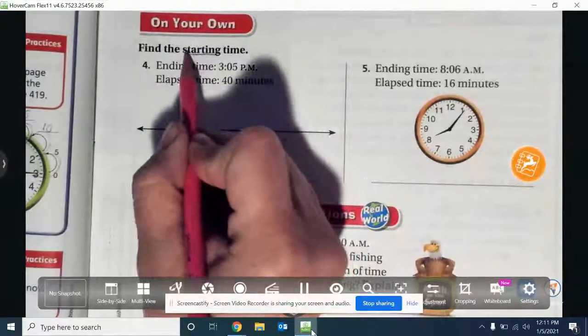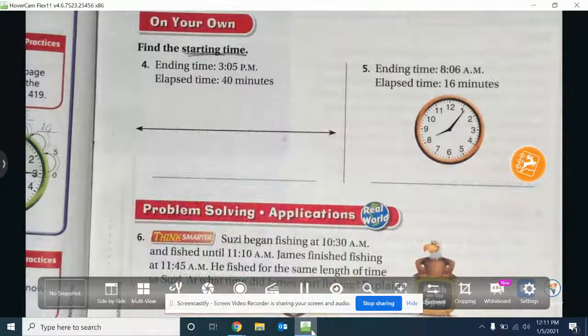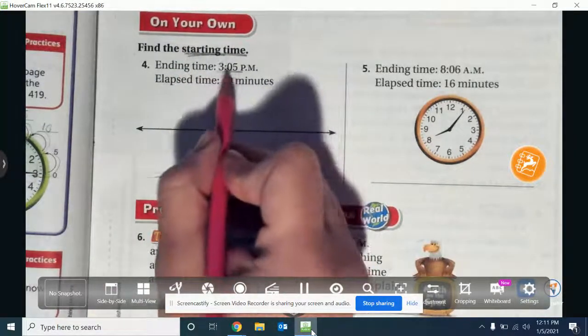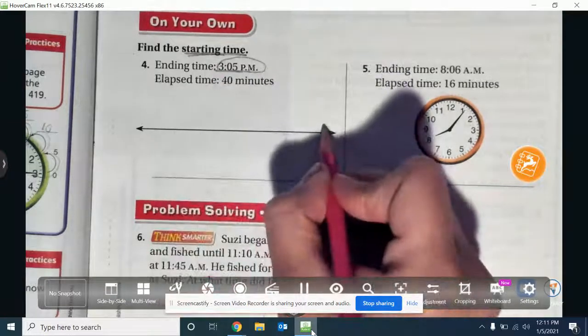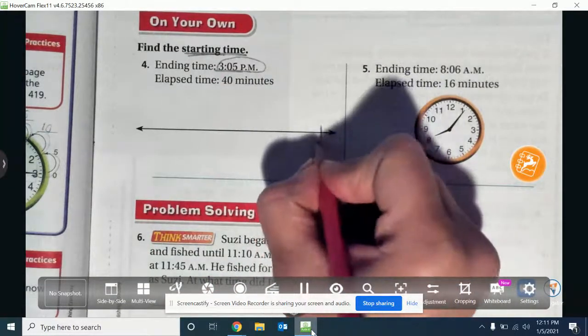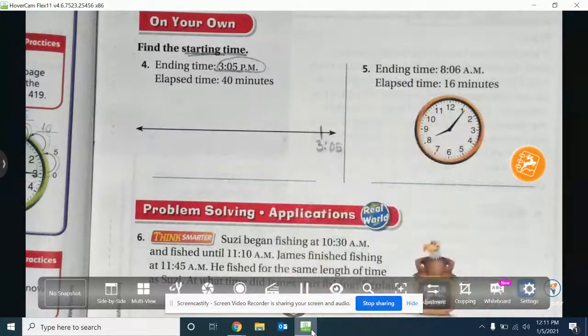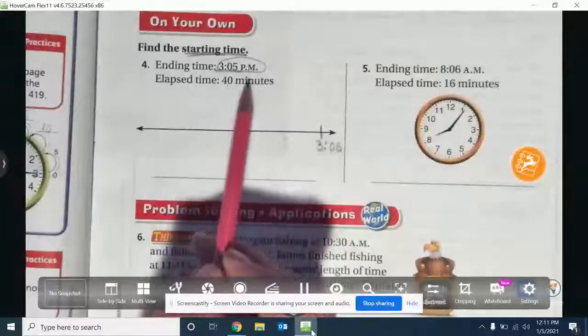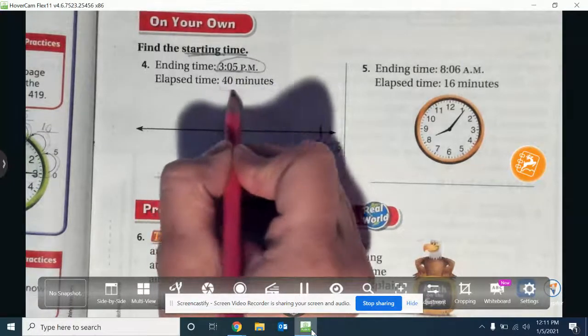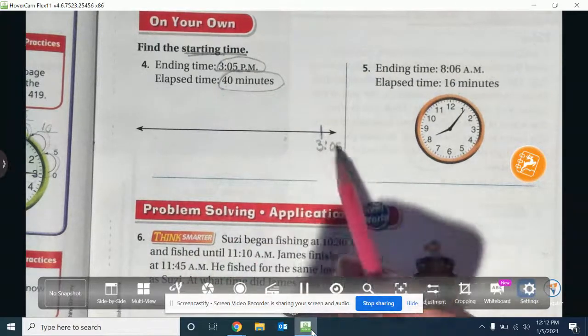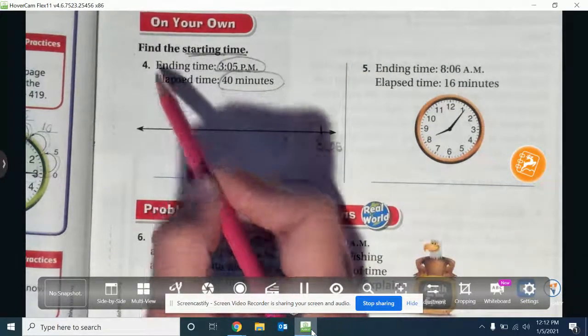Okay, let's go to number 4. Find the starting time. So now we need to find out when the time starts. So if the time ends at 3:05 p.m., we're going to go backwards this time. It ends at 3:05. And the time that went by was 40 minutes. So we need to jump backwards, count backwards 40 minutes from the ending time, because that's what it says. We're trying to find out where it stops.